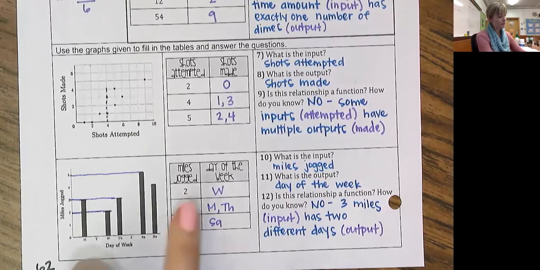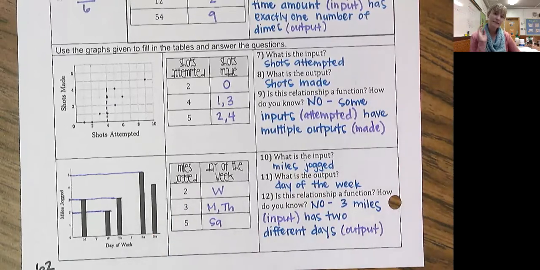Now this is one of those that if we switched them around and we made day of the week the input and we made miles jogged the output, then it would work. Because if I just said to you, Monday, if I said Monday is the input, do you definitely know the output? Yeah, you know the output is 3, and that's the only one. It doesn't matter in that case that Thursday also goes to 3. The idea is that every input only has one output. So if I say Monday, you know the output because there's only one. If I say Tuesday, you know the output because there's only one. So if I were to switch these around, it would be a function.